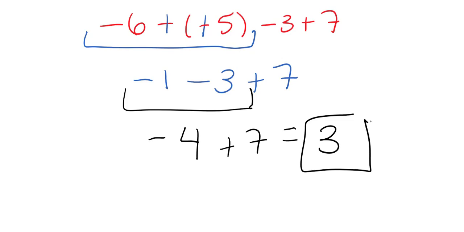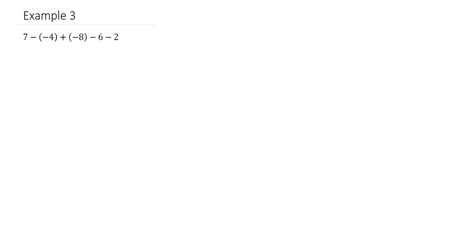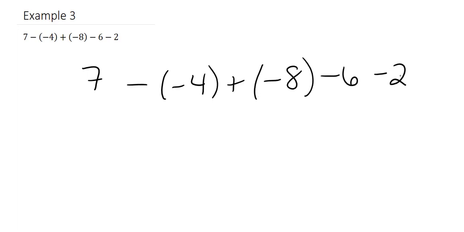So let's go ahead and look at the last example. So example 3. We have 7 minus -4 plus -8 minus 6 minus 2. So we're going to do the first two together. We have 7 minus -4. So once again, this negative sign next to each other, just make it positive. So we really have 7 plus 4. So that would be equal to 11.